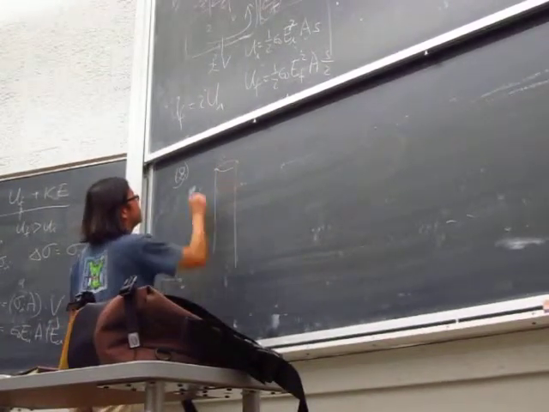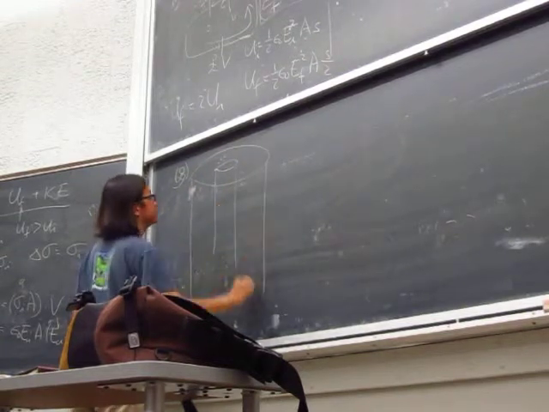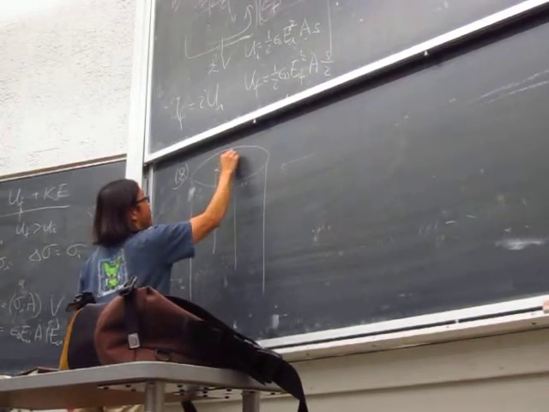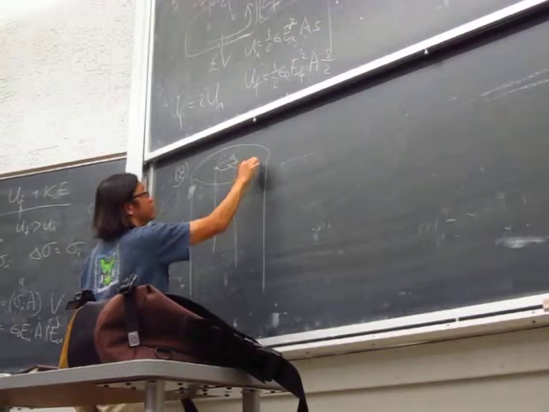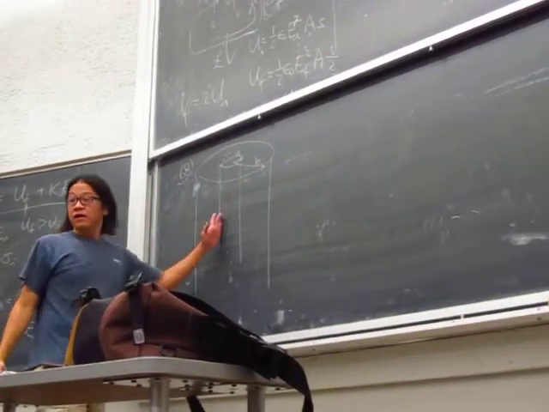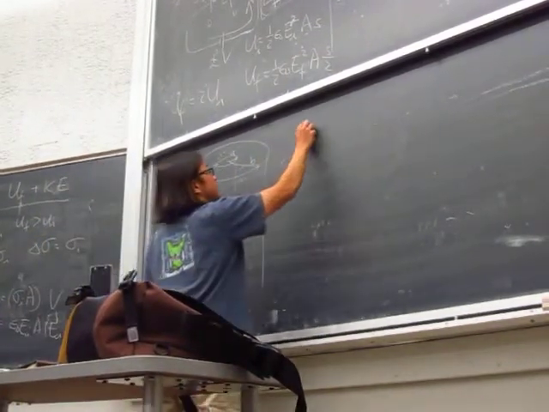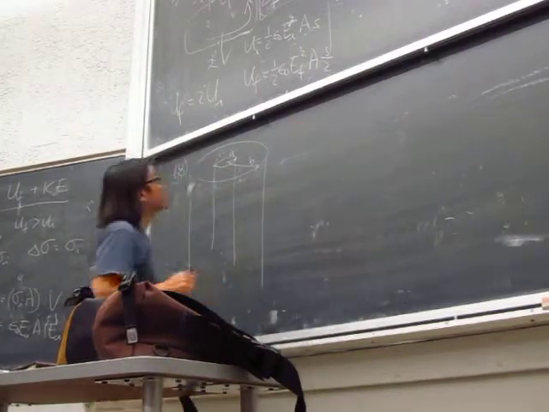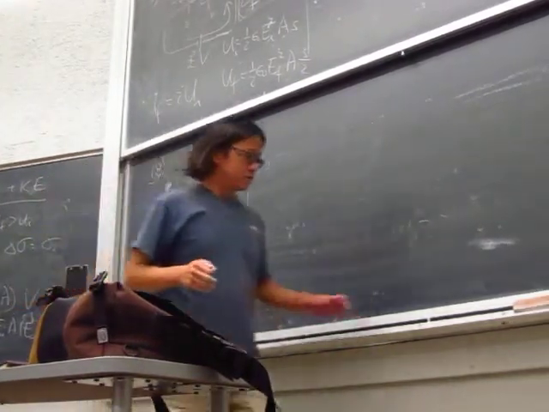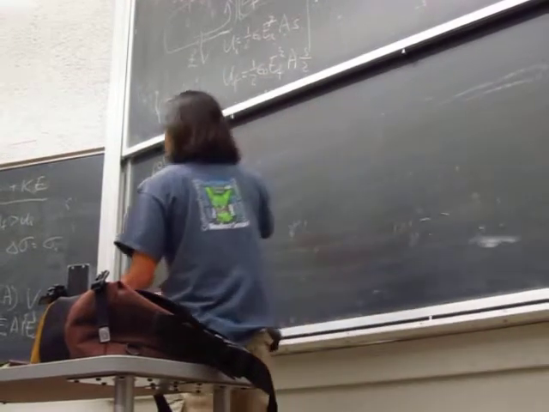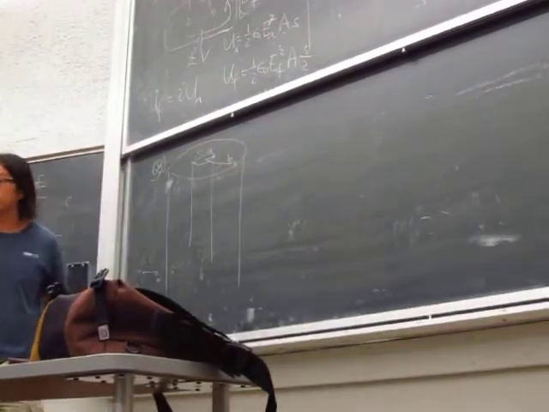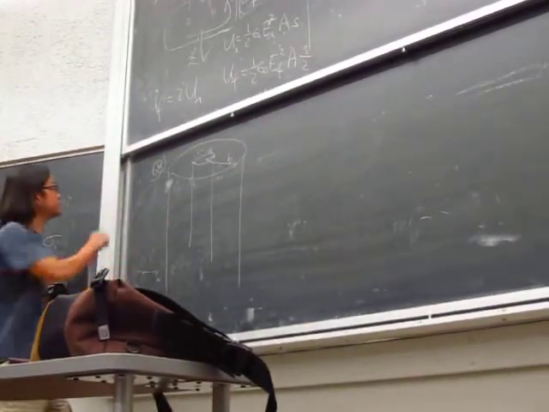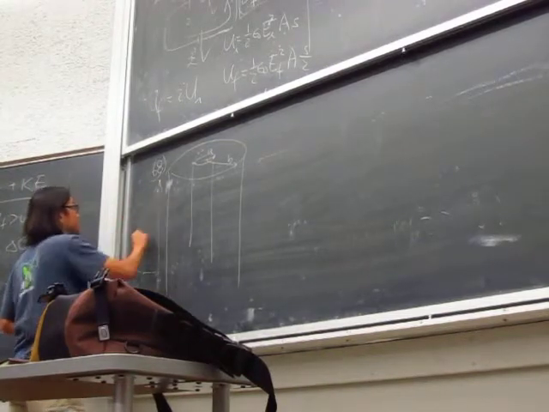You have a cylinder of radius A and B, right? And the question asks for what's the best configuration to maximize the energy stored in the capacitance in this capacitor here of length L.